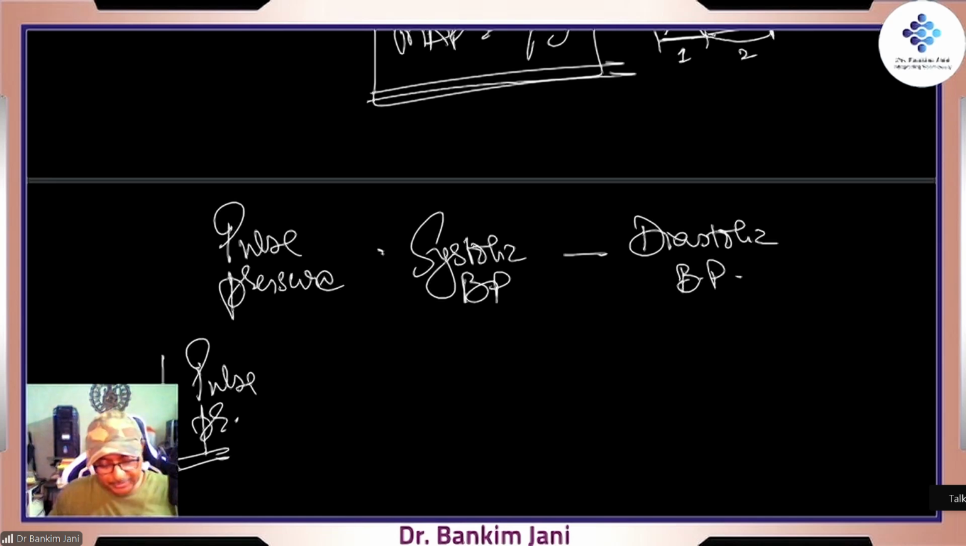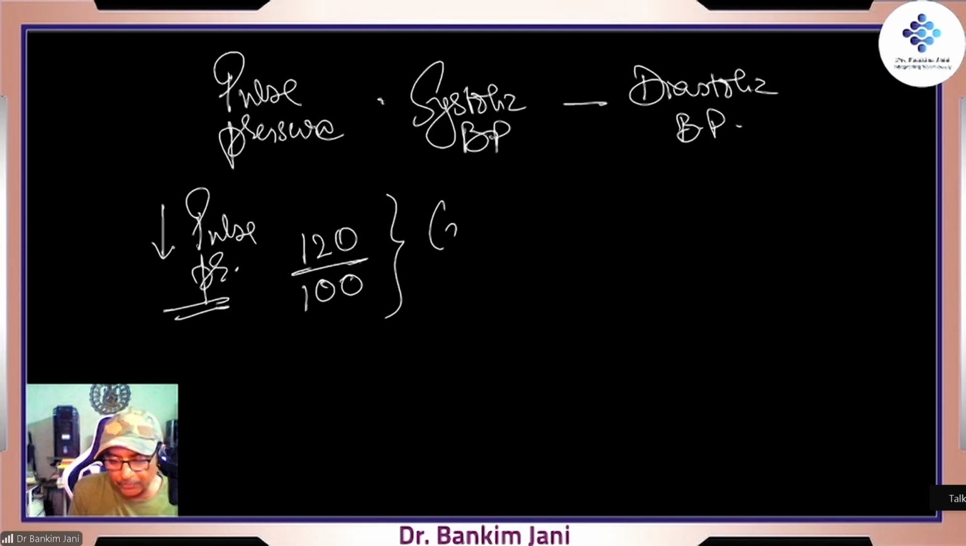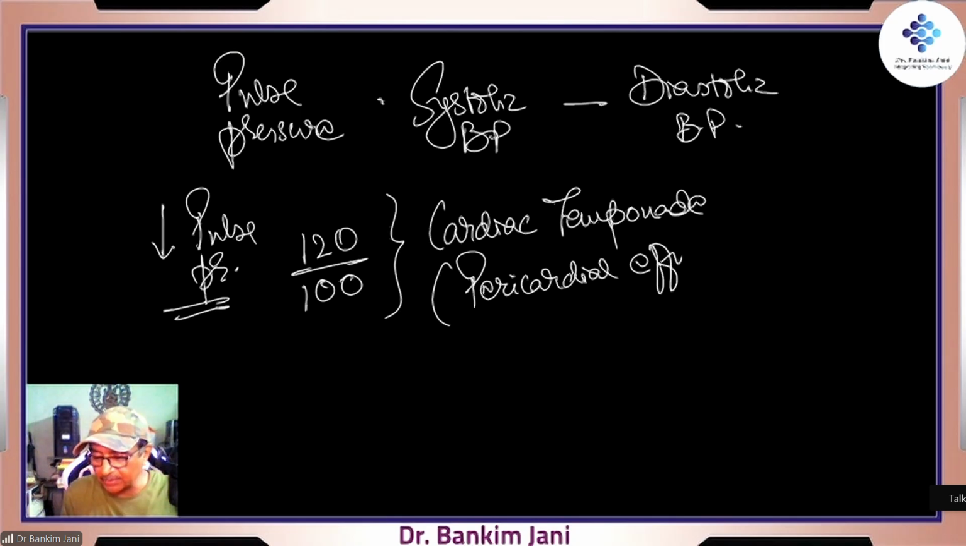In this case, how will the blood pressure look? 120 over 100. See, the diastolic is more, so the pulse pressure is just 20. You will find this in case of cardiac tamponade, which is like the pericardial effusion, when there is restrictive pericardial effusion, restrictive enlargement of the heart.